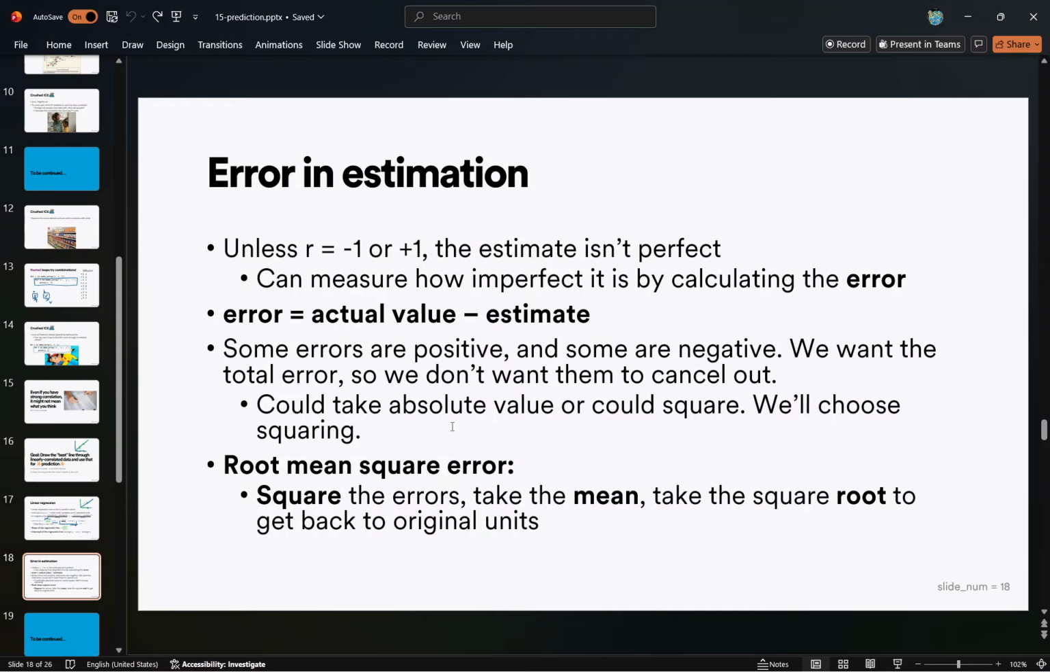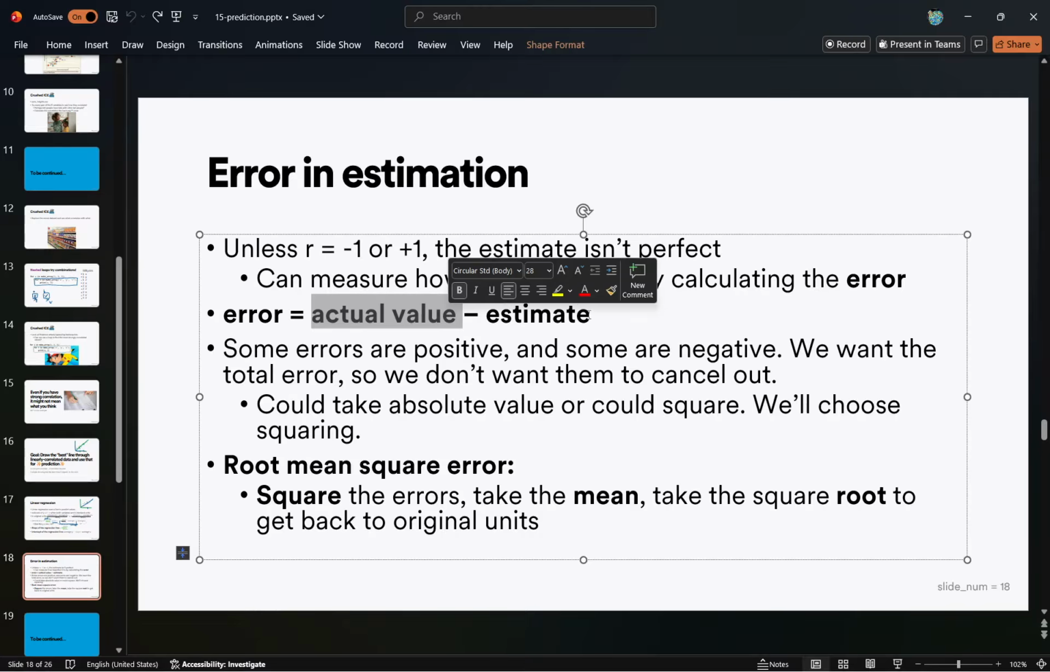Okay. So now the question is, how far off were we? We can calculate what's called an error. So the error is the actual value that was in our data set minus the estimate that our predictor is telling us. So it doesn't have to be just for regression. There's a special word that means a regression error that we'll get to later, but this is just called error. It works for any kind of estimator.